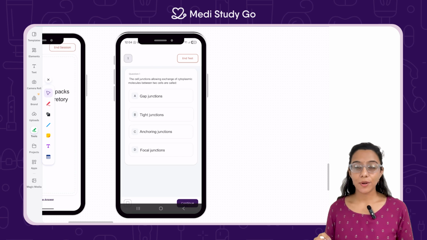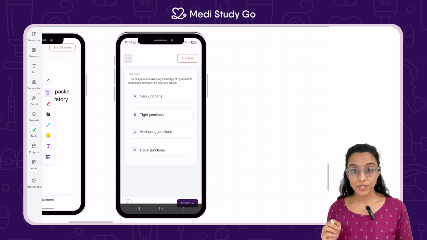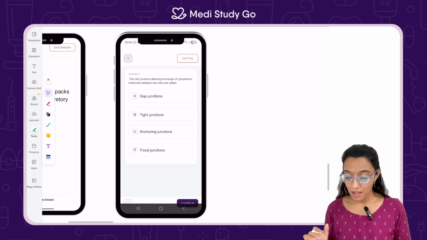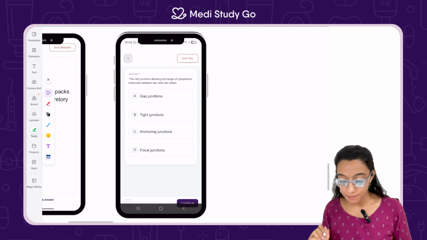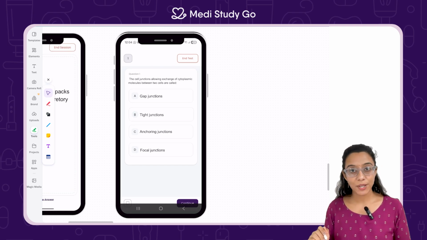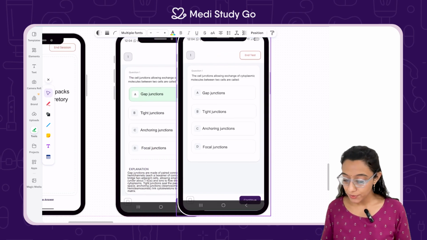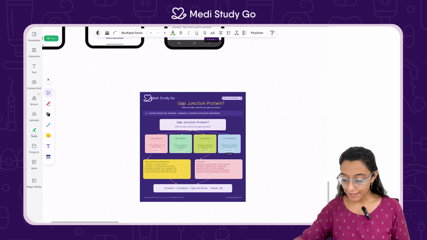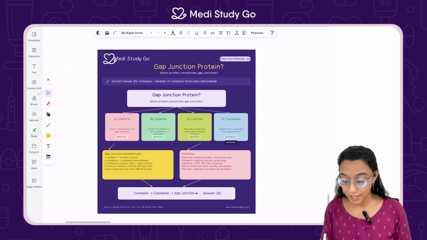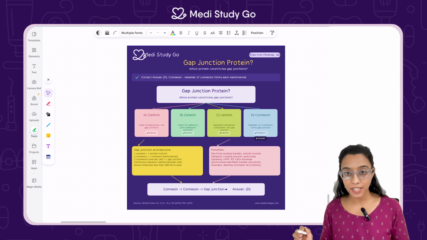Now let's quickly solve an exam style MCQ, which says, the cell junctions allowing exchange of cytoplasmic molecules between two cells is called, you know that the direct exchange occurs through gap junctions, right? So you can see the answer as well as the explanation. You can access this MCQ, and you can tell me which is the gap junction protein. It is the connexon. Now you know about this, right?